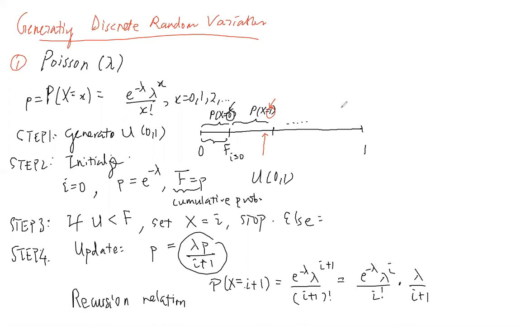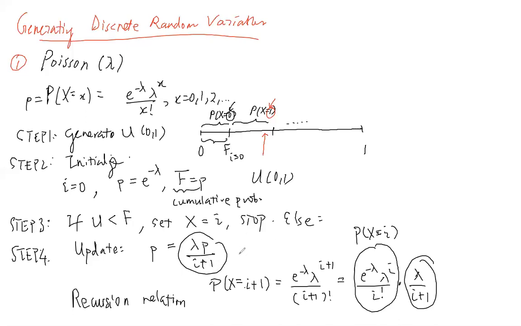Once you rewrite it like this, you will immediately see that this part here is your P of x equals I, the previous one. So you can get the next probability by multiplying the previous probability with a constant lambda and also the index. This is how you do the updating. It means the new p is the previous p multiplied by lambda over 1 plus I.